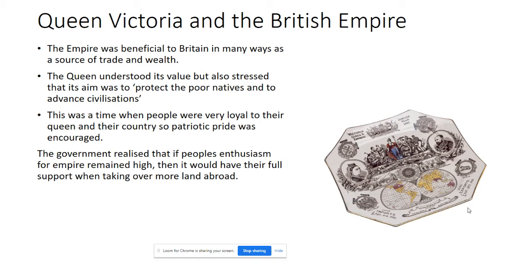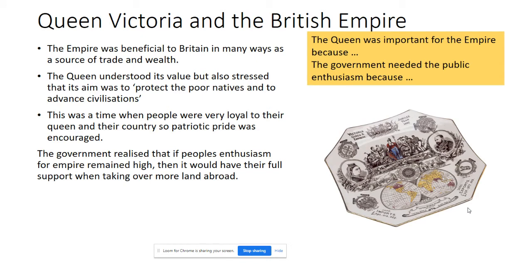It was a time when people were very loyal to their queen, and this was built up by the success of the empire and by the propaganda that the empire created. So patriotic pride was encouraged. The government realized that if people's enthusiasm for empire remained high, then it would have their full support when taking over more land abroad.